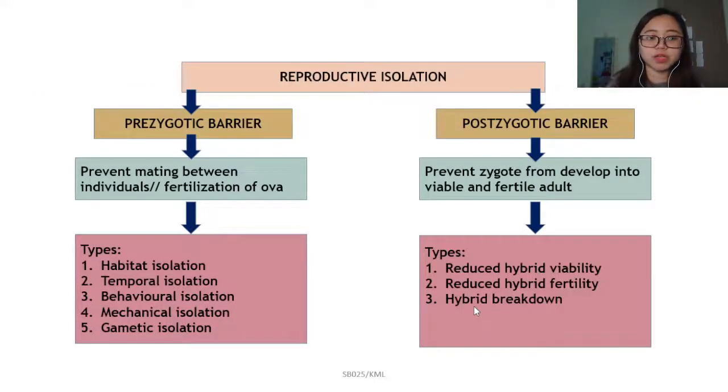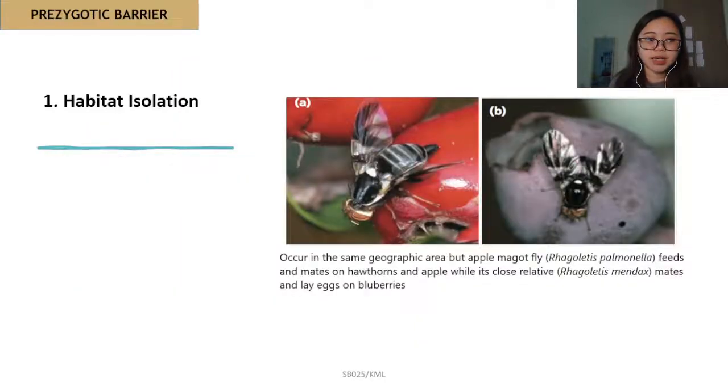And that can be very easily summarized in this form. So there are two types of reproductive isolation. Prezygotic barrier is the prevention of mating between individuals or prevention of fertilization of ovum. There are 5 types that we'll go into later. As for post-zygotic barrier, it is the prevention of the zygote from developing into a viable and fertile adult. And there are 3 types, which we will have a look later. Okay, let's start with the prezygotic barriers.